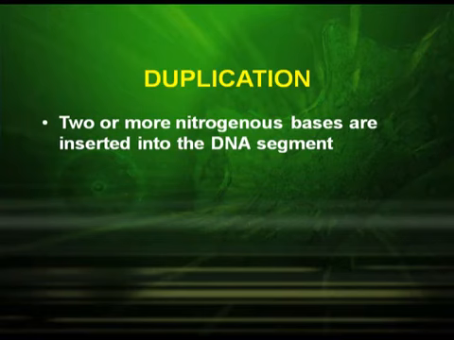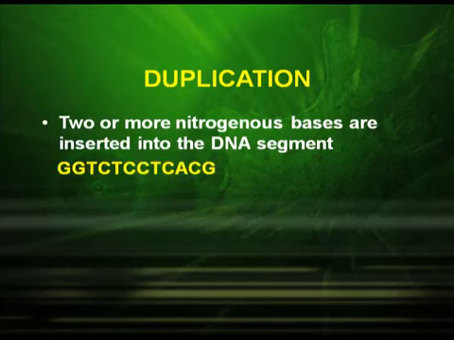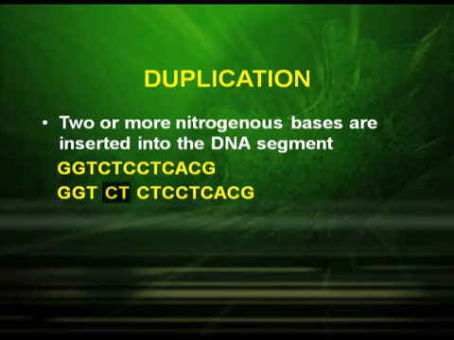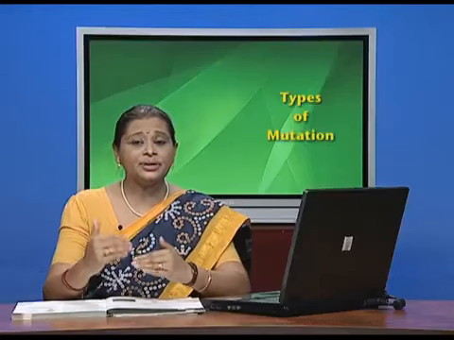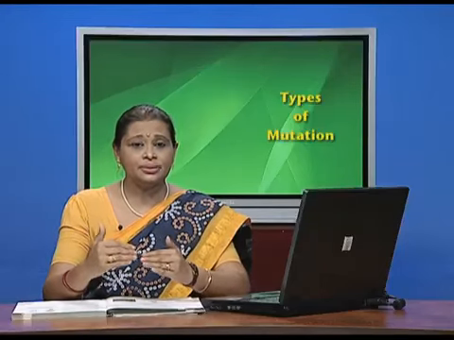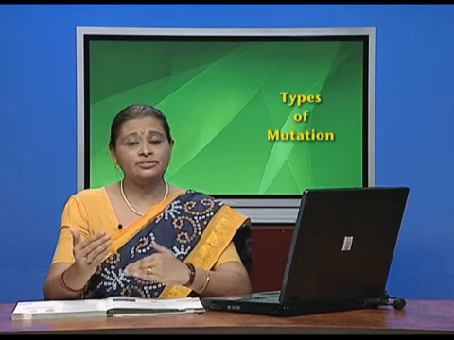The third type is duplication, where 2 or more nitrogenous bases are inserted into the DNA segment. Let us write a hypothetical sequence: GGT CTC CT CACG. Now here you are duplicating the CT. So what is the reading frame? The reading frame becomes GGT CT CT CC TCA CG. So again the reading frame changes. Again that leads to an abnormal genotype and phenotype.